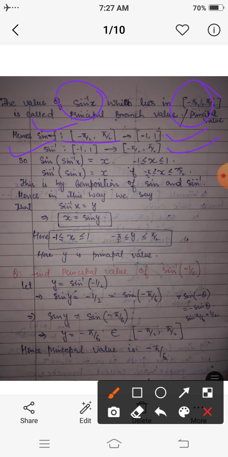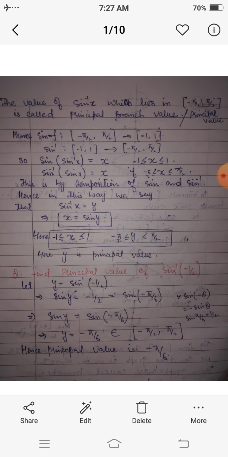So we can write that if f is a function and g is its inverse, then f of g equals g of f, which is the identity function. Now here f is sine, g is sine inverse. So sine of sine inverse x equals x, where we have to consider x in the domain of sine inverse. Now the domain of sine inverse is minus 1 to 1. So sine of sine inverse x is x, where x is greater than or equal to minus 1 and less than or equal to 1.